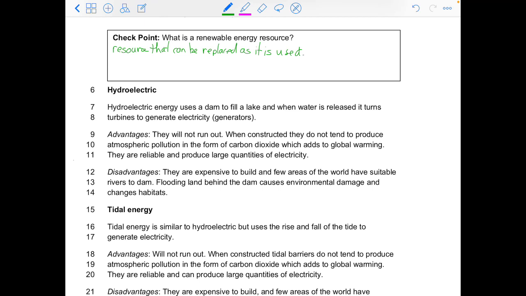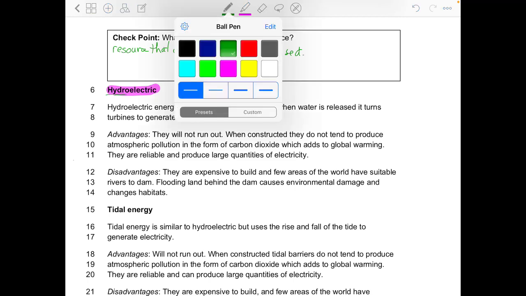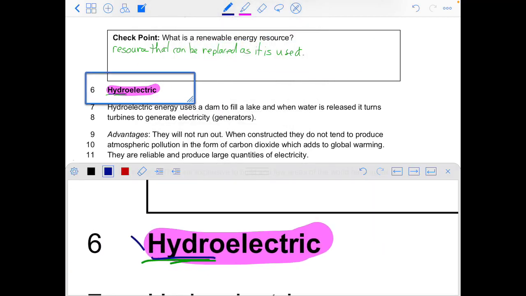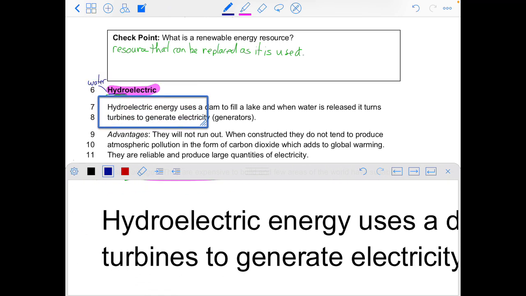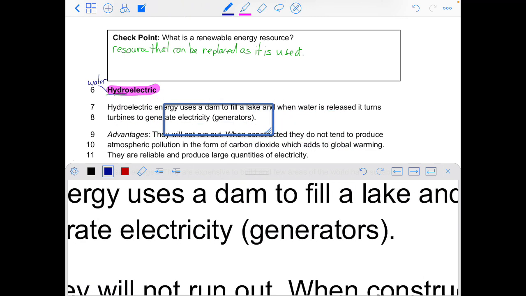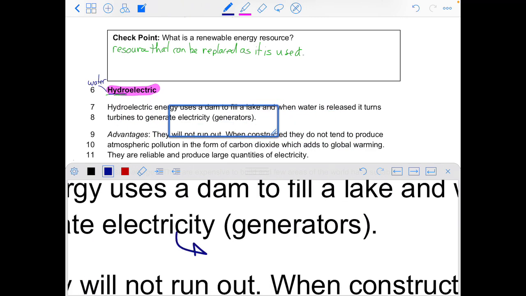So we're going to start with hydroelectric. So hydroelectric, you might remember, hydro means water. So hydroelectric energy uses a dam to fill a lake, and when the water is released, it turns turbines to generate electricity. So most electricity is generated by a turbine.